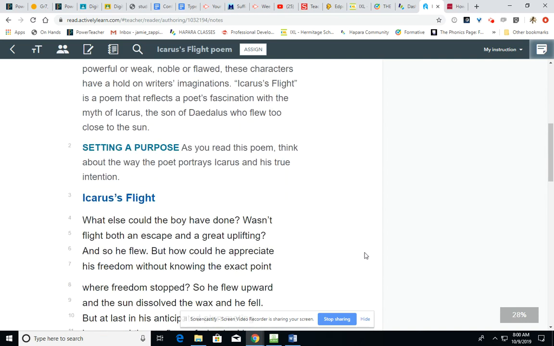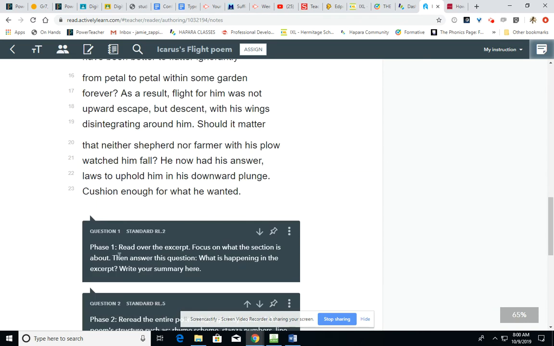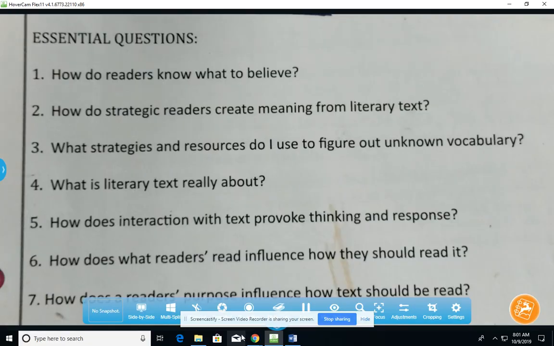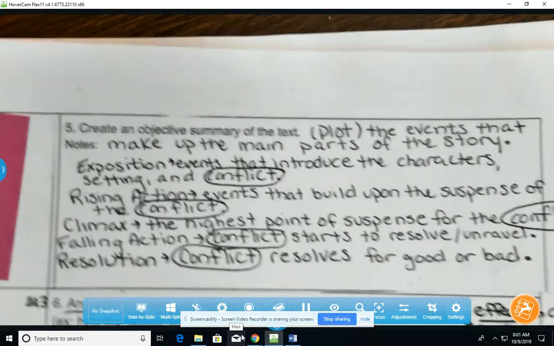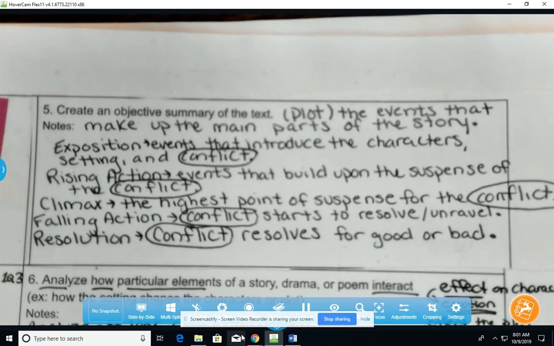In phase 1, we are going to be focusing on reading over the excerpt and looking at what the section is about. Remember, we close read with 3 phases, and in that first phase, we're reading for understanding. So we're going to read over the poem the first time, and I want you to think about what's happening in this poem and write a summary as a response. As you do that, you're going to be focusing in on essential question number 5, which is to create an objective summary of a text.